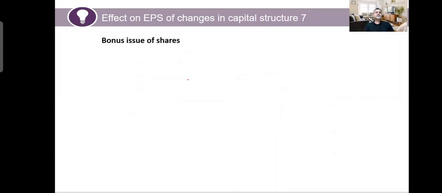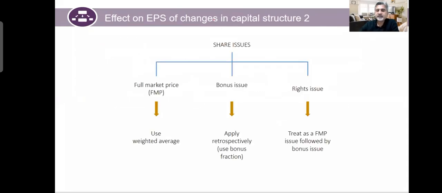Bonus issue of shares. Now that's the second type. First one, full market price. Second one is bonus. And in bonus issue, if you go back, I just want to show you this thing. In bonus issue, you said that you will apply retrospectively, use bonus fraction. So you're going to use the bonus fraction and you're going to use it retrospectively in the past. Why do we do that? And what is bonus fraction? I'm going to explain now.